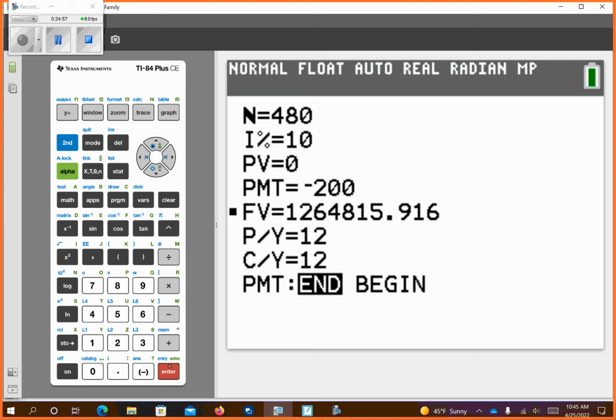$1,264,815.916. Okay? Friends, that right there is over $1 million. That right there, if I go 480 times 200, that's 96,000. So you're investing 96,000 over the term of 40 years. So from age 20 to age 60. Okay? This is a very cheap way of doing it, but this is how exponents work. If I told you right now, hey, give me $96,000 and you would have over $1 million when you're 60. I know you probably don't have $96,000 liquid, but that's a pretty good investment, right?